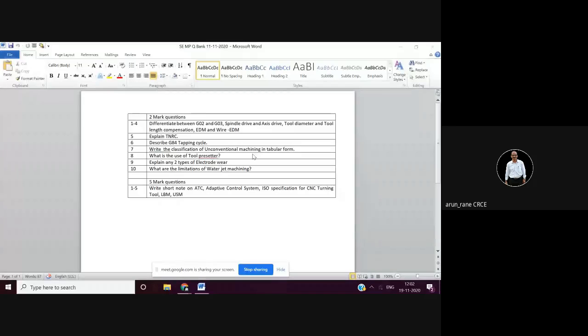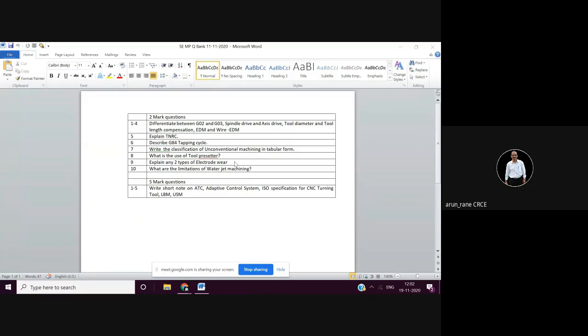Then, explain any two types of electrode wear. So this obviously relates to your EDM. The electrode we use in EDM has different types of wear. It has edge wear, surface wear, and corner wear. So again, this also I have shared. Here also the diagram is expected. In tool presetter also a diagram is expected. Half a mark, half a mark.